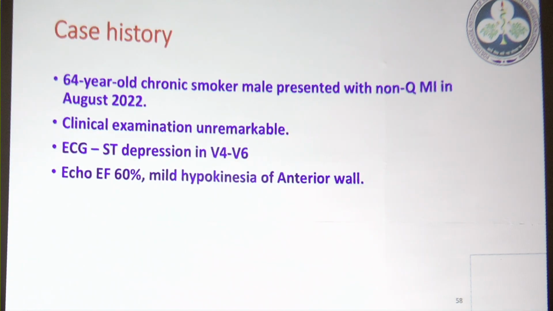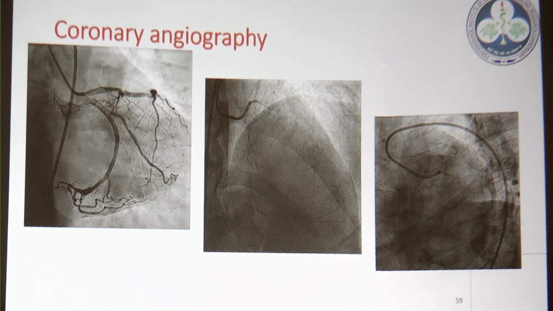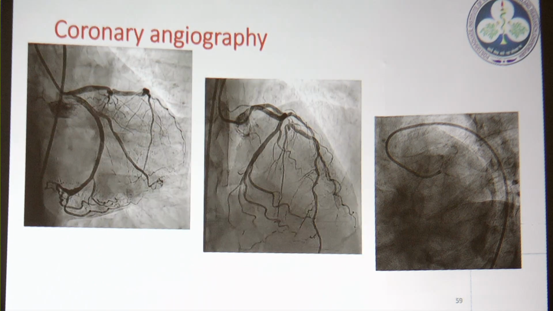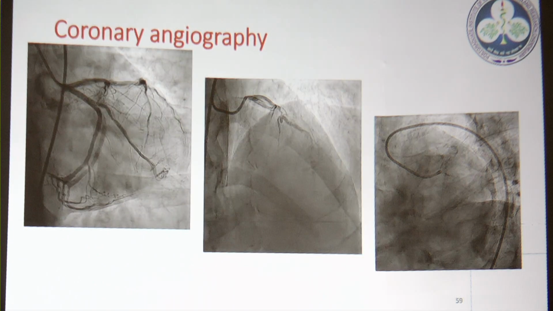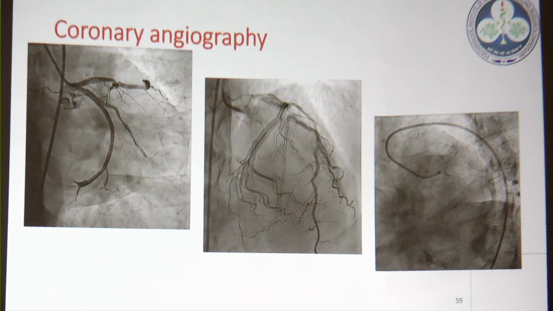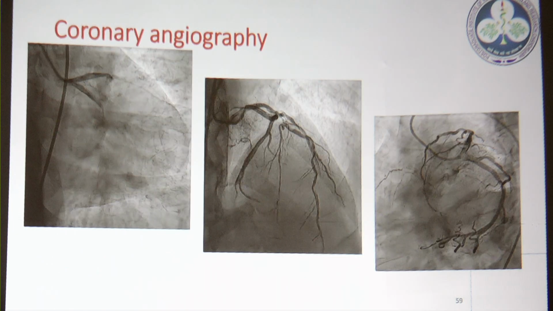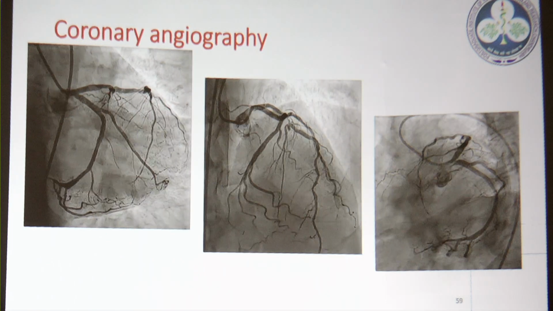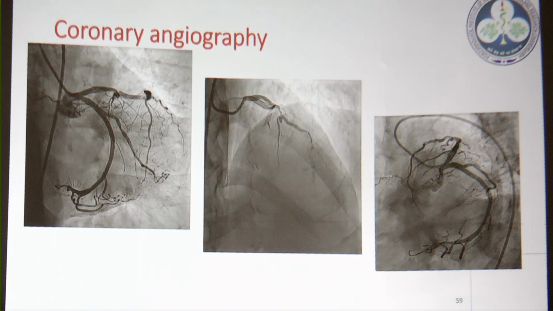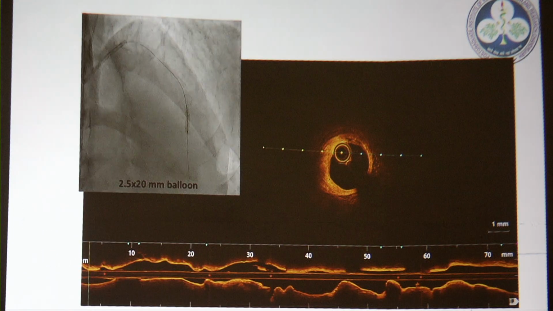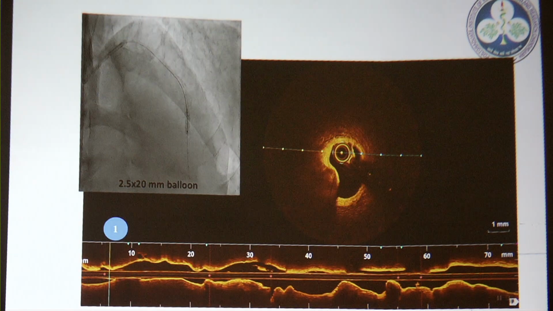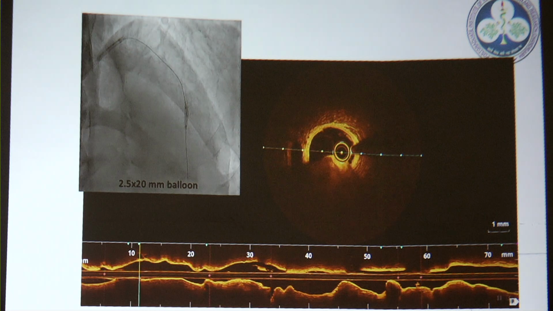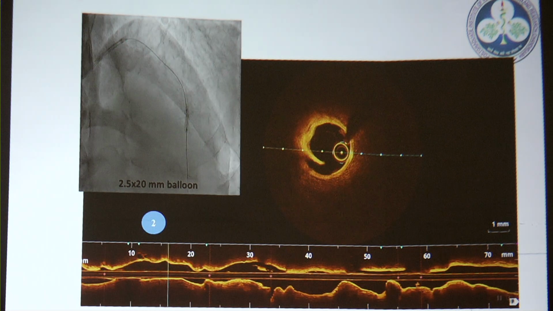So, a 64-year-old chronic smoker with non-STEMI, clinical examination unremarkable, ECG showed ST depression in V4 to V6 leads, and this is the angiogram. See, with the troponin T positive, one can think that possibly it's a thrombotic lesion over here. So it was dilated with a 2.5 by 20 millimeter balloon. And now see the OCT.